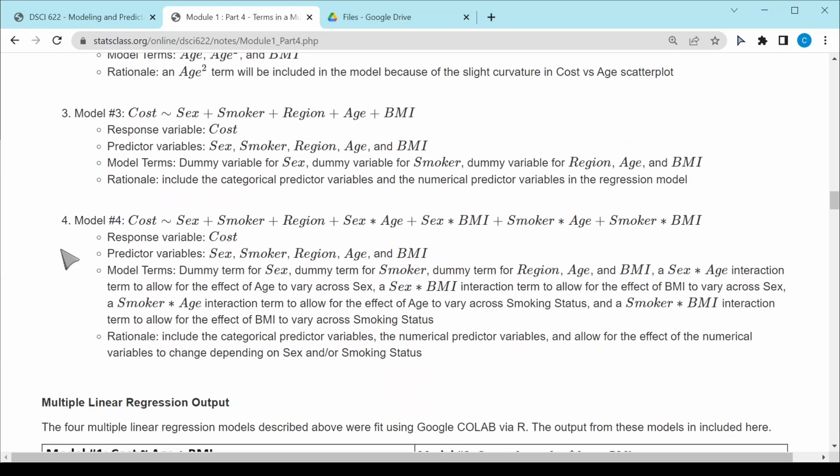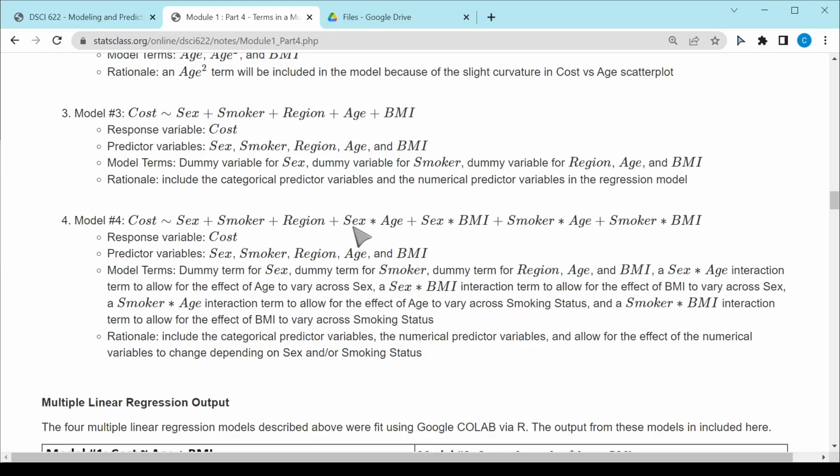Okay, now let's talk about model number 4. Model number 4 is going to have the situation where I include what we call interaction terms. So here we have sex star age, and I have sex star BMI. So what is going on with the interaction terms? Why do we have those?